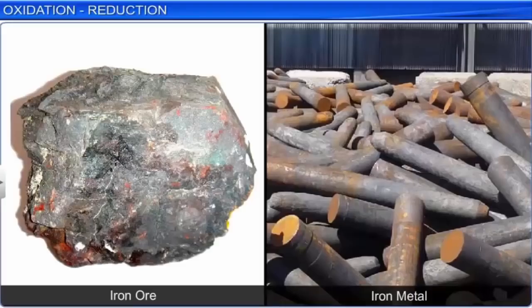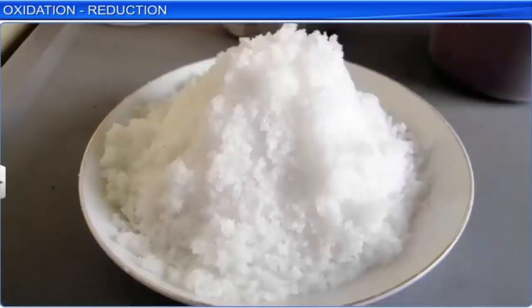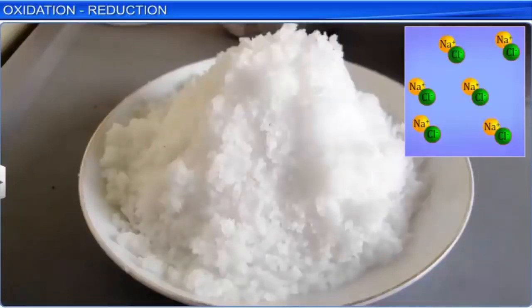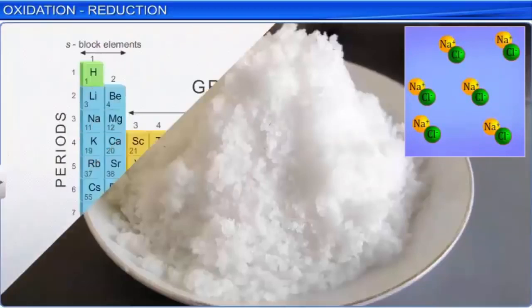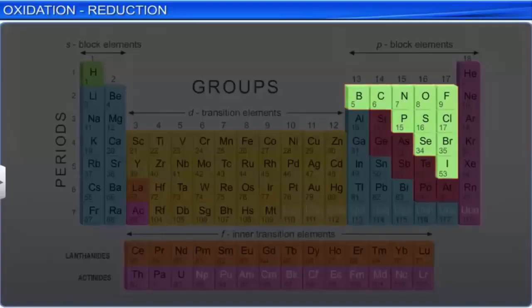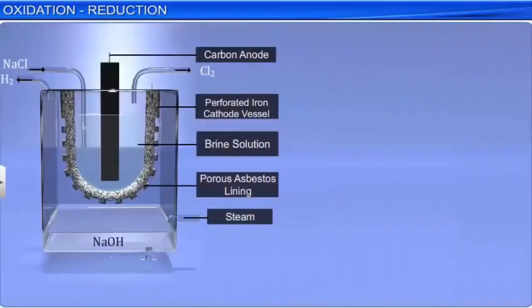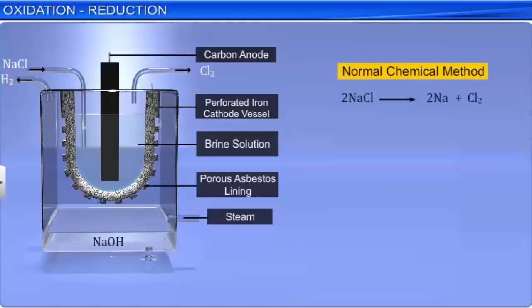You have already studied how metals are extracted from their ores by the process of reduction. You know that non-metals are generally available in combined states in their reduced forms. Hence, non-metals are isolated or extracted by oxidizing their compounds. For example, chlorine is isolated by oxidizing brine solution. Since oxidation cannot be carried out by normal chemical methods, chlorine is extracted by electrolysis.